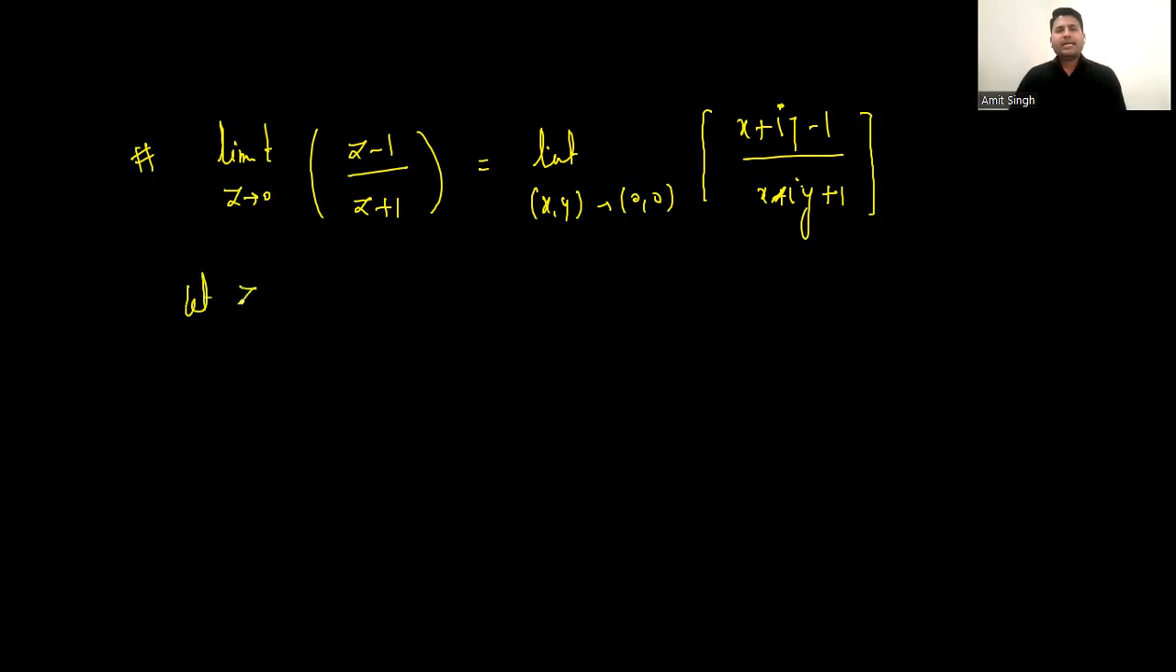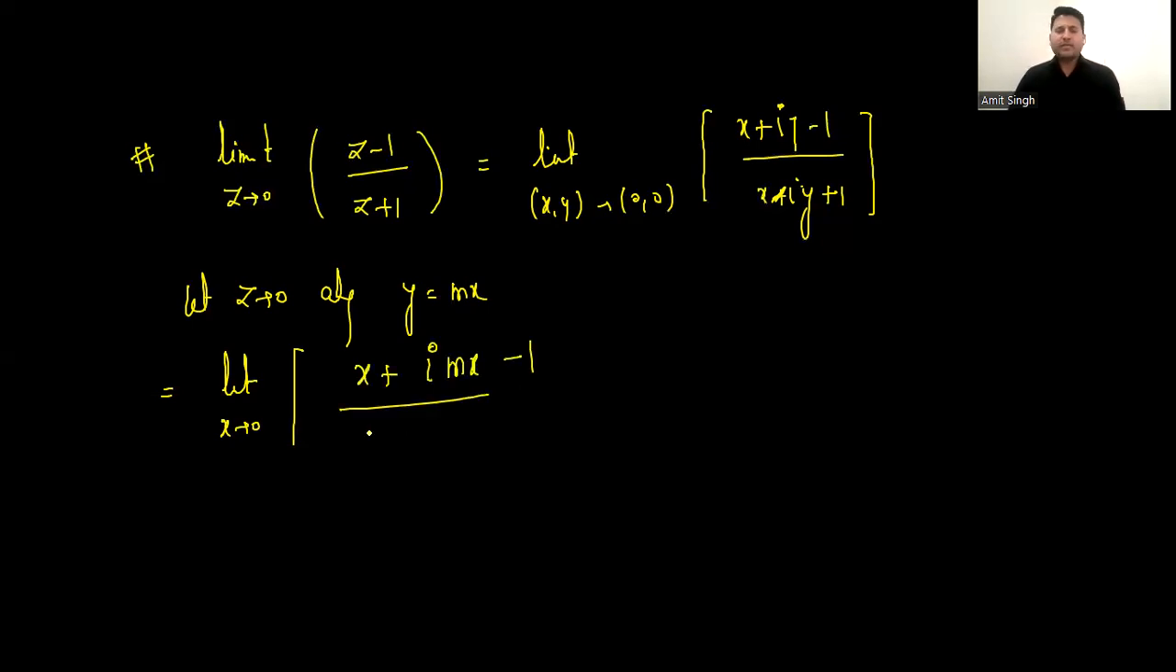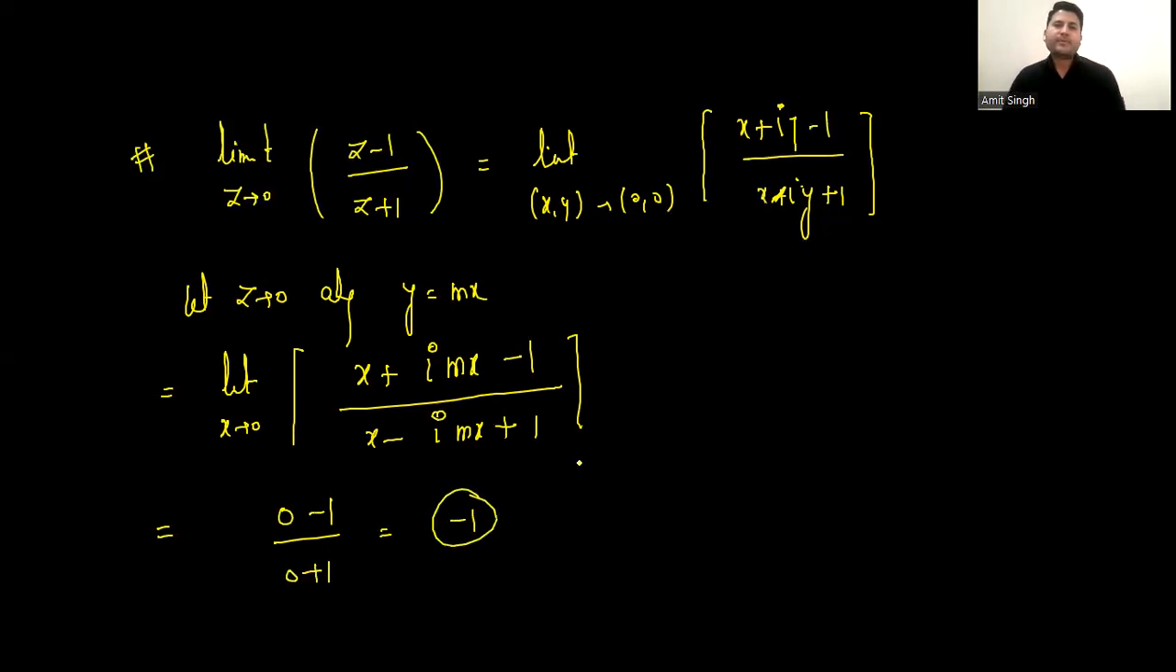Let z approach 0 along the path y equals mx. The general path I am taking is y equal to mx. Put it over here. So limit x tends to 0. What is left over here? x plus imx minus 1 over x minus imx plus 1. Can't take x common, so put x equal to 0. So 0 minus 1 over 0 plus 1 comes out as minus 1. Now what can I say? Is it unique? Obviously yes.